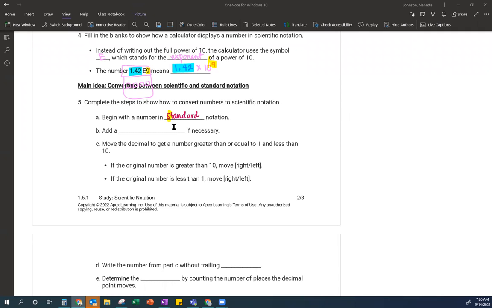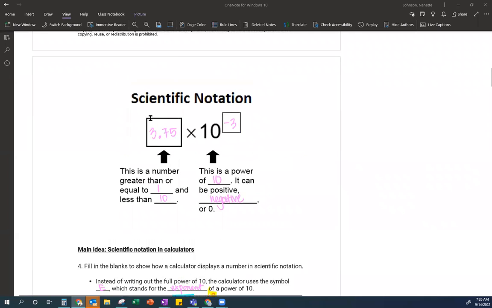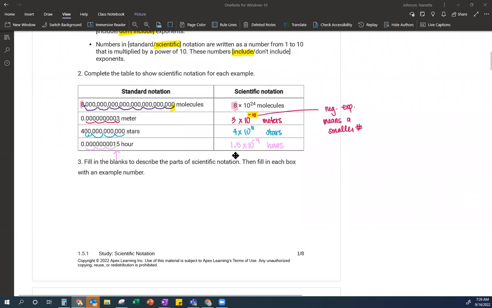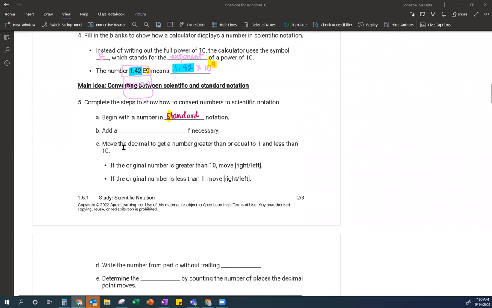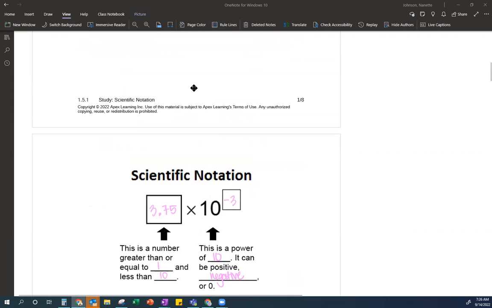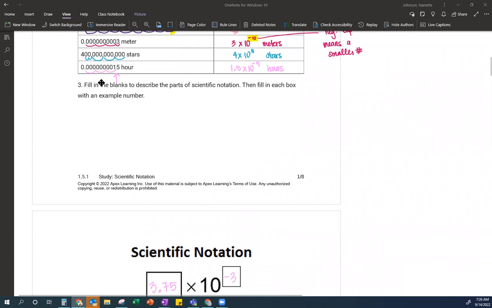Okay, and then you're gonna, just like we did over here. So we start with a number in standard notation. And then the very first thing, if you notice, I wrote that 1.5. So you're going to add a decimal if necessary. It'll make sense in a little bit. And then you're going to move the decimal to get a number between 1 and 10. So here, this was really, really small, and then 1.5. So I put 1.5, right?